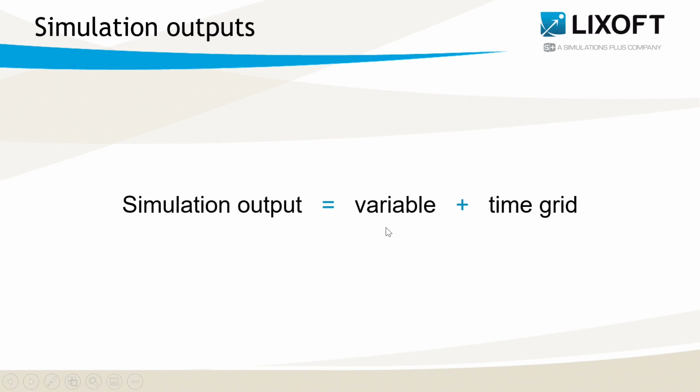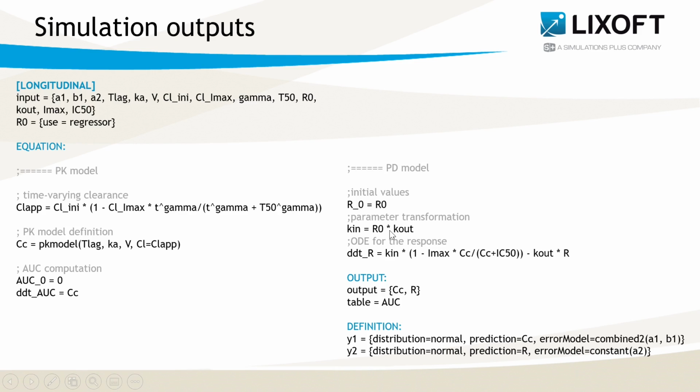Let's first focus on the variables that can be used. I will use as example the model defined on this slide. Here I have written only the structural model and observation models in the block longitudinal. I will then load this model into Simulix. Here the structural model is a PK-PD model, where the PK includes a time-varying clearance defined in the variable CLAP, and the PD model is an indirect inhibition.